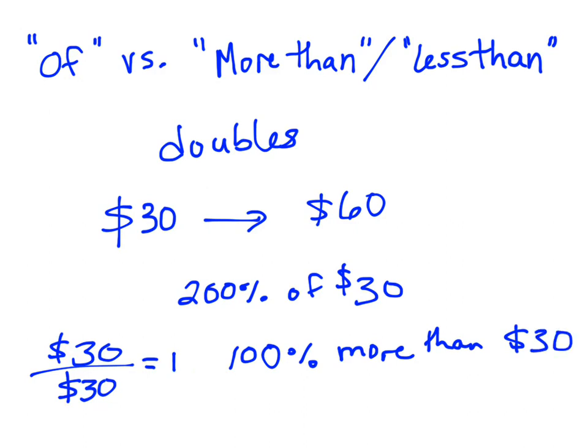Right? So one is just describing a straight multiplication thing. Doubling is the same as multiplying by 200%. But the more than or less than is describing the change. So you actually have to find the difference between the new and the old, and then talk about a percent there.